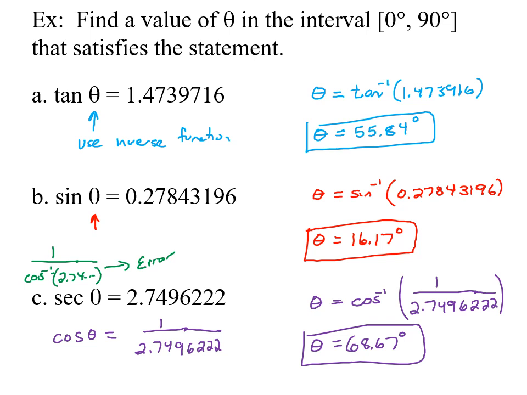The reason is because cosine is defined between -1 and 1. You can't do a cosine inverse of a number that's bigger than 1 or less than -1. It has to be a decimal number. That's why we divide the 1 over the 2.7496222 to make sure we get a decimal between -1 and 1. So don't do this. Don't put the cosine inverse on the bottom of the fraction.